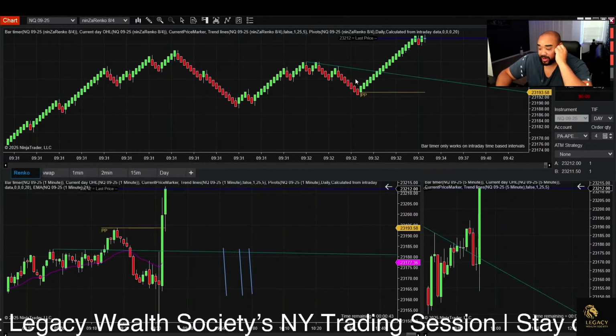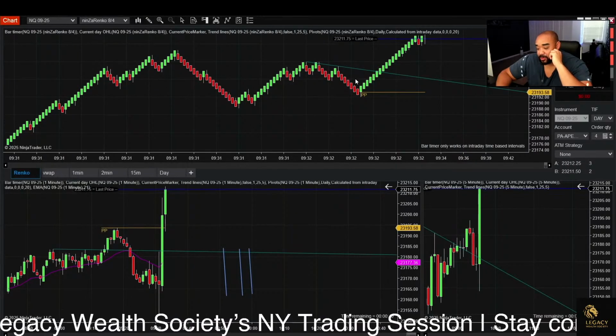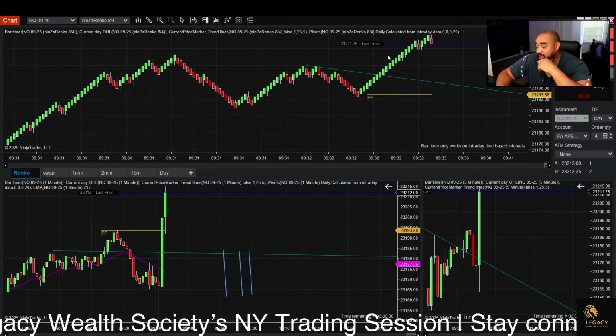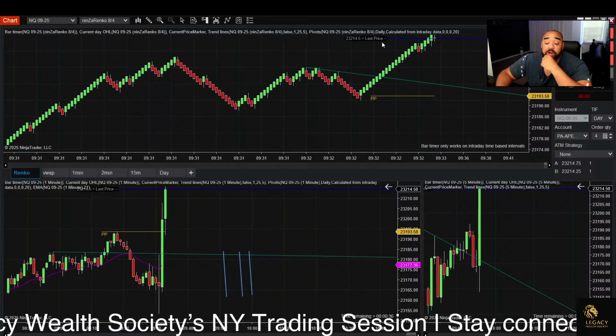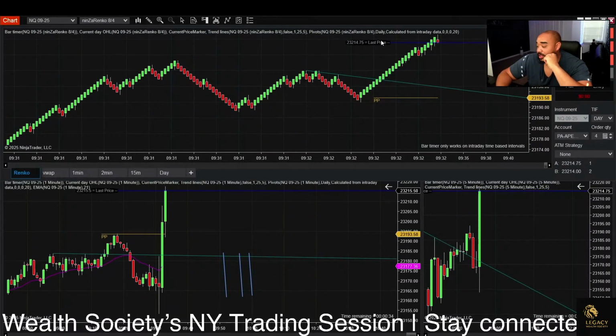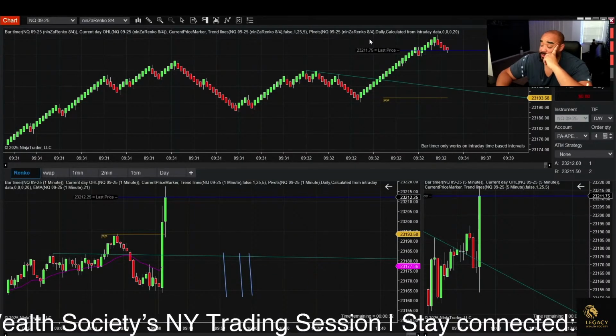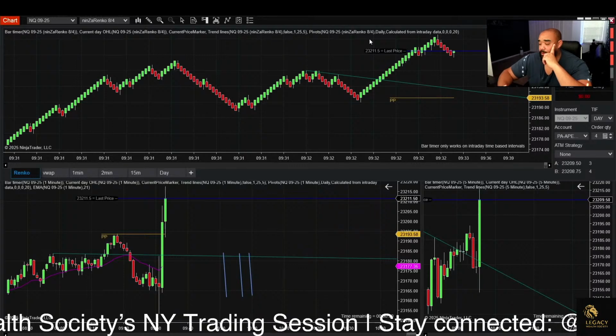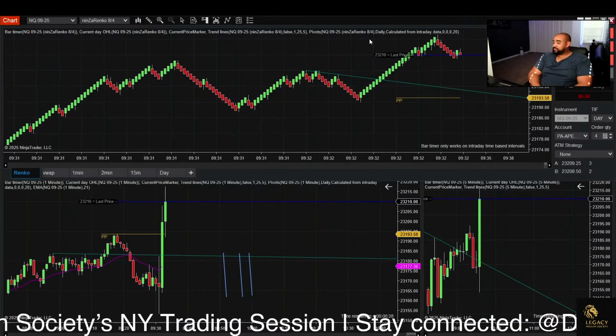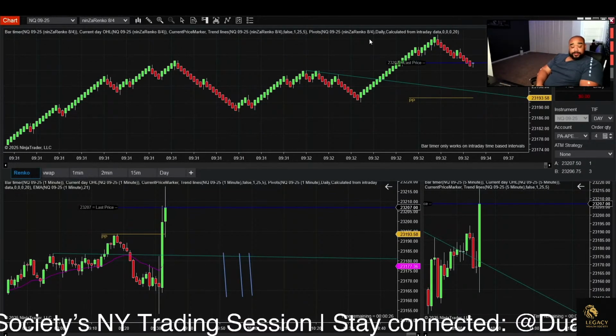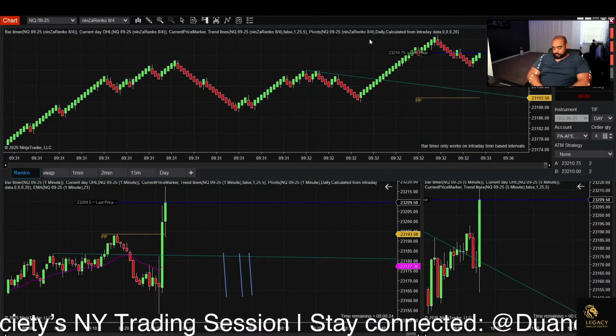All right, we have the overnight high at the 227 for the overnight high. We are above the VWAP, above that 21 EMA now. So let's see what we get. It's only been 2 minutes in. Yeah, it's only 2 minutes.